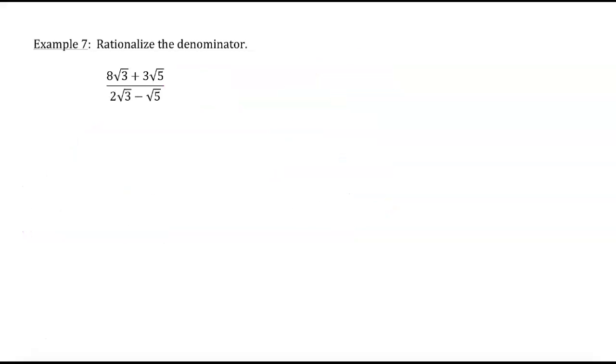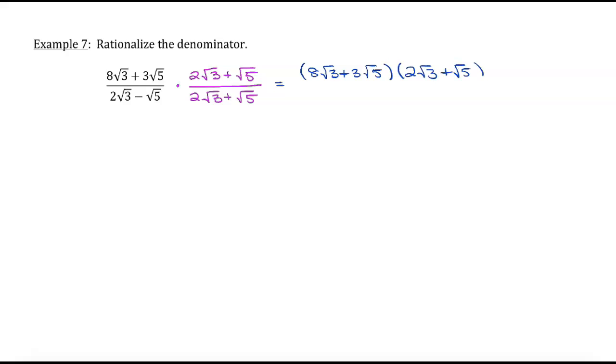We again need to rationalize this denominator with 2 terms. And we will again use the method of multiplying the numerator and the denominator by the conjugate of the denominator. In this case, that's 2 root 3 plus root 5. In the numerator, we now have the product of 8 root 3 plus 3 root 5 and 2 root 3 plus root 5. And in the denominator, we have 2 root 3 squared minus root 5 squared.